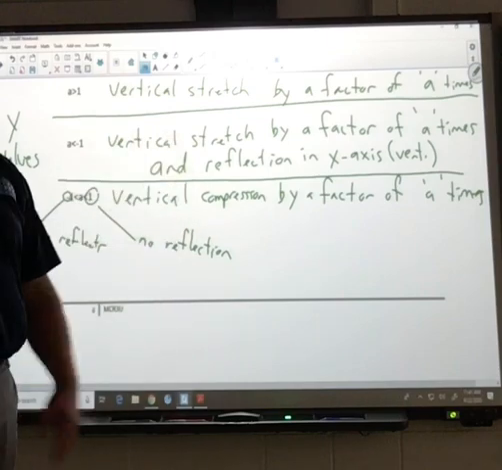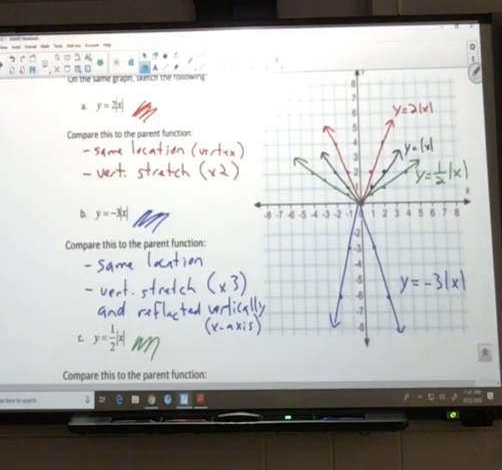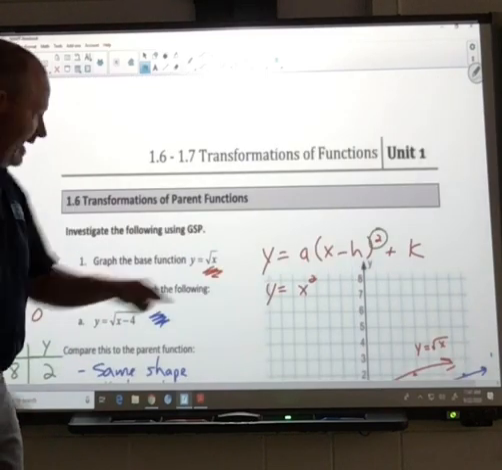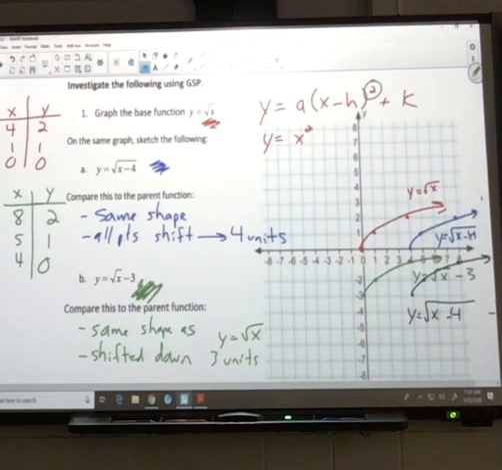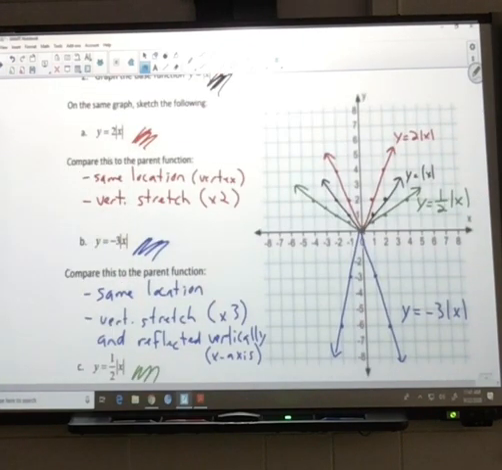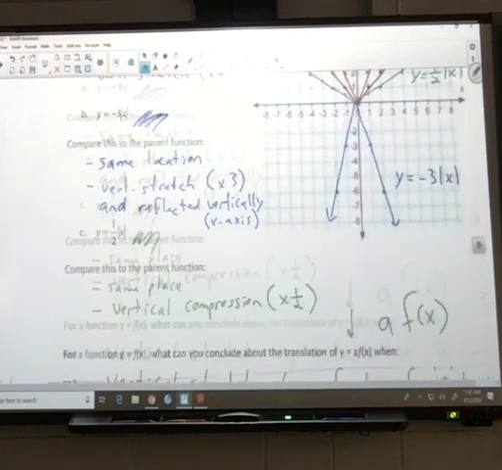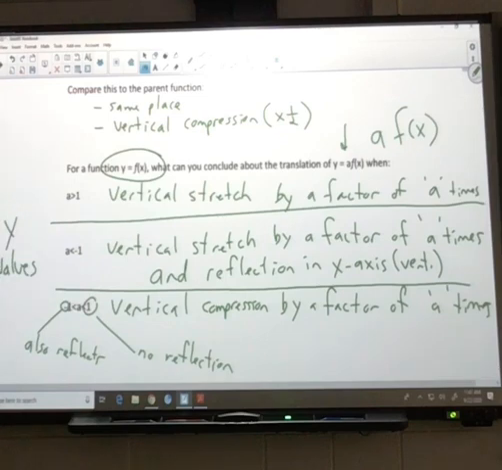We did the same thing for our root function, right? With our translations. And now we're doing the same thing for our transformations, okay? But it doesn't have to be a parabola. It works the same way for every function y equals f of x. No matter what it looks like. It could be some made-up thing.